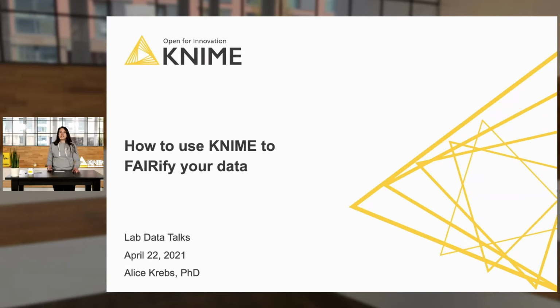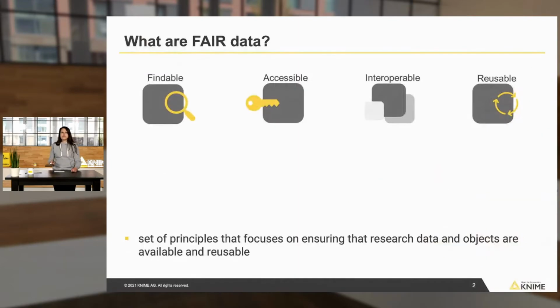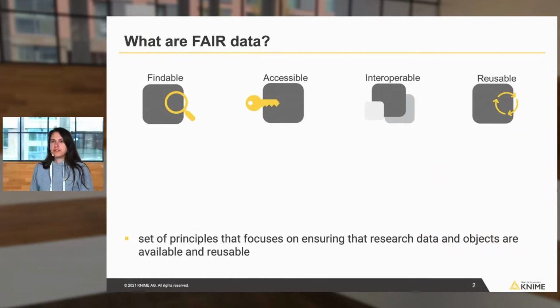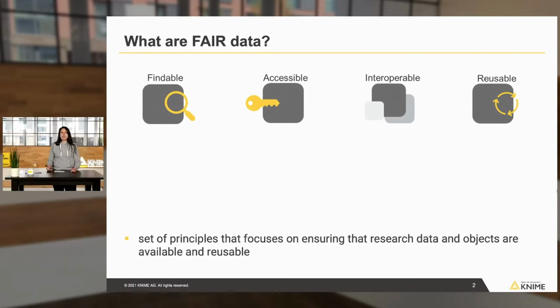So I will present today a use case where I used Knime to FAIRify some data. And Patrick was talking about it already, and also Michael, but I also assume most of you know it, but just to bring everyone on the same page, what is FAIR? So FAIR is an acronym and stands for findable, accessible, interoperable, and reusable.